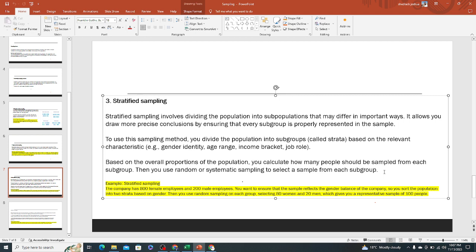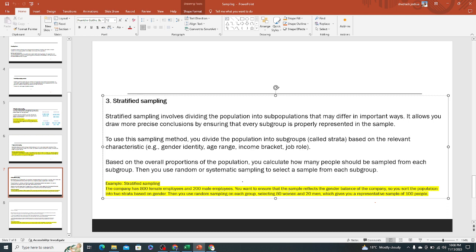So in that case, you'll first of all group your population into strata, and then use either systematic or random sampling to select your sample. For example, the company has a total of 1,000 people, whereby 800 are female employees and 200 are male employees.